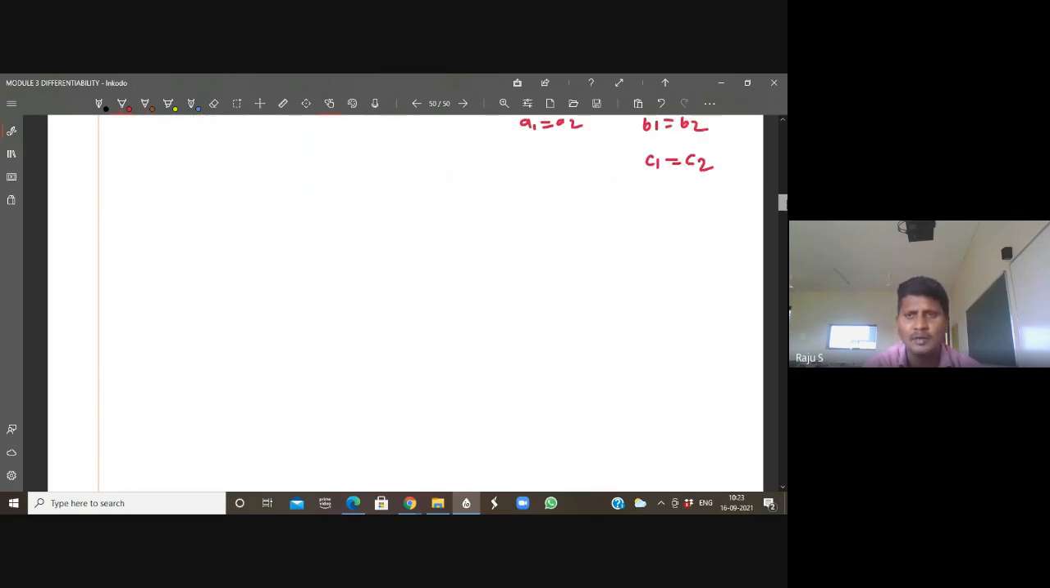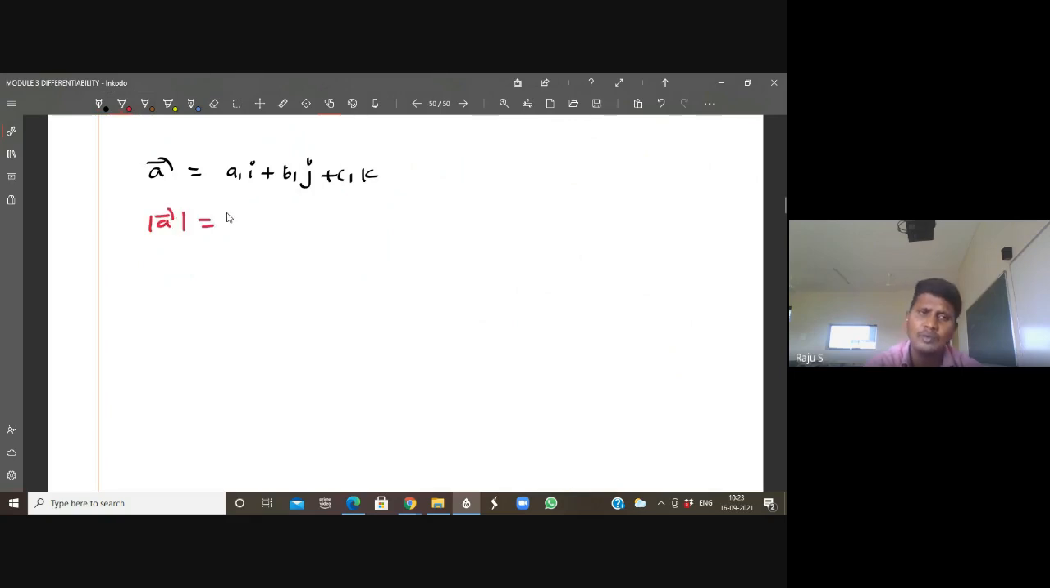Okay, now I'm going to discuss one by one. For example, if they give any vector, vector A like A1i plus B1j plus C1k, and I want to find the magnitude of A. This modulus is nothing but the magnitude. When you want to find the magnitude, simply take the square root of A1 square plus B1 square plus C1 square. Got it? Then this is the magnitude of the given vector. In case they ask for any magnitude, you can do it like this.